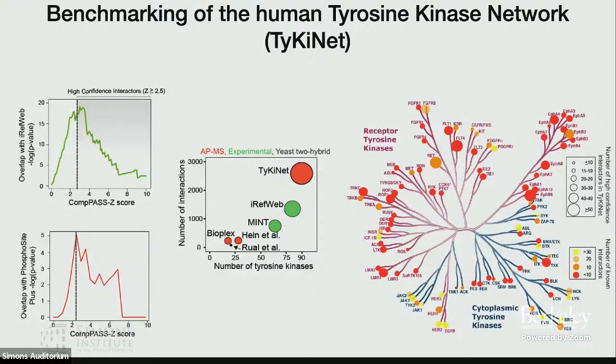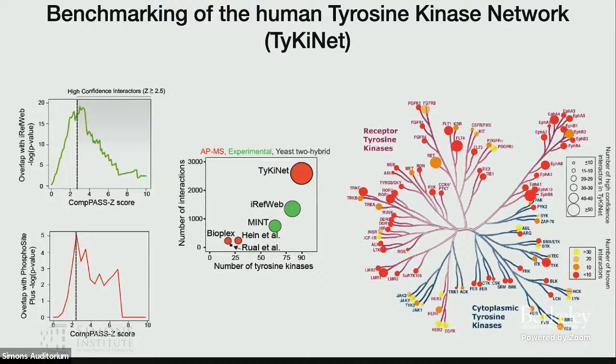First we took the data and, as is standard in the field, we compared it with other datasets. For example, here we're looking at our AP-MS data scored with what we found is the most robust scoring system, CompassZ. And we looked at, at different thresholds of our network, what is the overlap with protein-protein interactions deposited in iRefWeb. That led us to think that this cutoff of about 2.5 was a reasonable cutoff. Similarly, if we look at overlap of our network with known phosphorylation kinase and substrate pairs, we found a similar peak around 2.5. And so we thought that 2.5 was a reasonable cutoff to take.